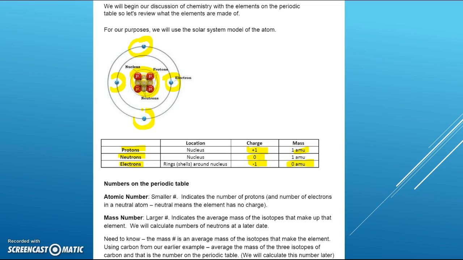So now we're going to talk about the numbers on the periodic table. Whenever you look on the periodic table, you'll see 2 numbers.